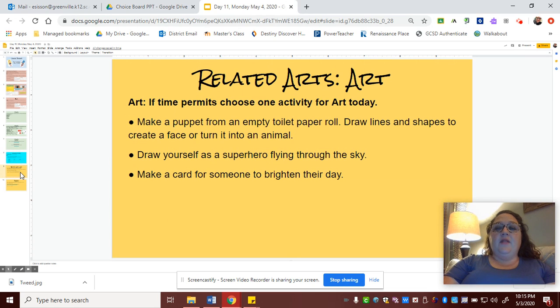All right. Related arts is art today. So you're going to choose one of these activities. You can make a puppet from an empty paper towel roll, draw lines and shapes to create a face or an animal. You can draw yourself as a superhero. You know, Miss Sisson loves that, flying through the sky. Or you can make a card for someone to brighten their day. I know we have enjoyed getting mail from our friends, and I'm sure your friends would love it too.